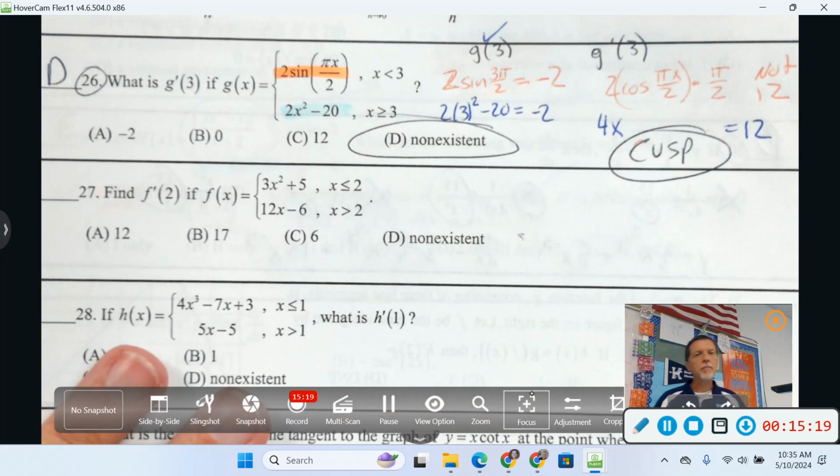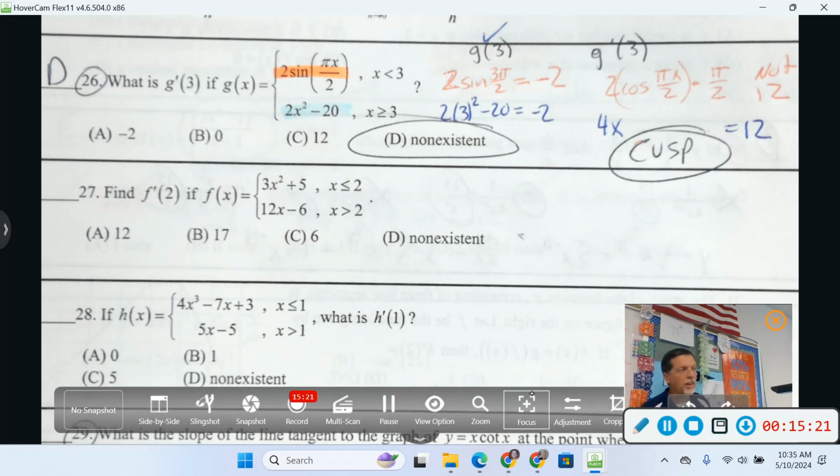So non-existent. So that's tricky. For those piecewise functions, at the jump, you have to check continuity to make sure they're just touching at all, but then you also have to check to see if they're smoothly connected or cusply connected, if that's a word.